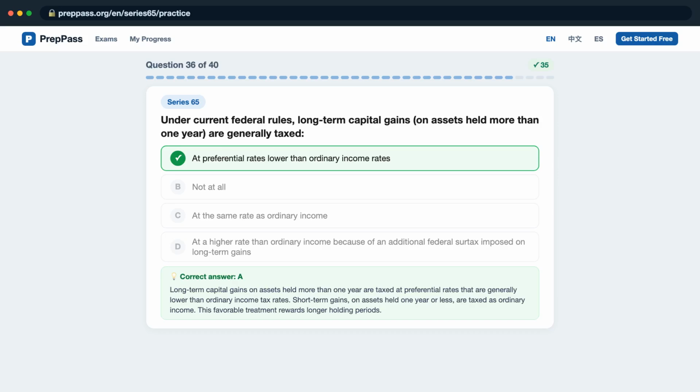The correct answer is A. Long-term capital gains on assets held more than 1 year are taxed at preferential rates that are generally lower than ordinary income tax rates. Short-term gains, on assets held 1 year or less, are taxed as ordinary income. This favorable treatment rewards longer holding periods.